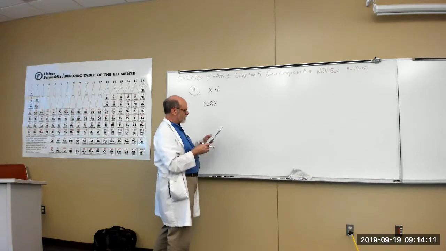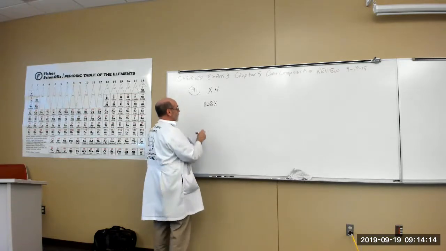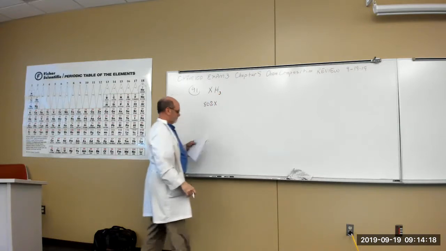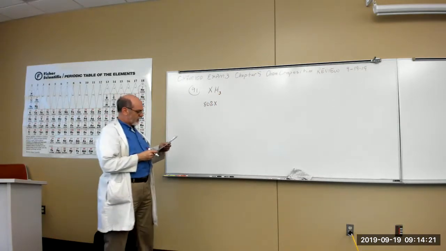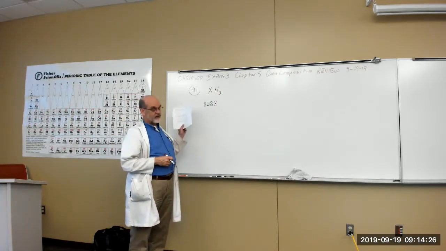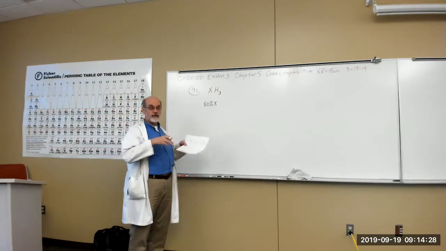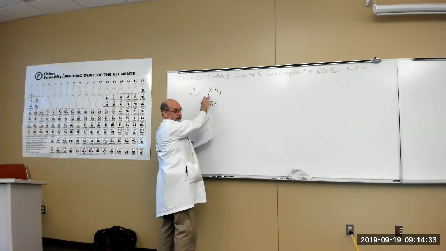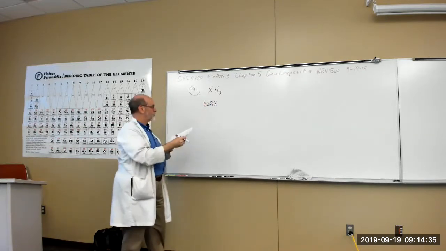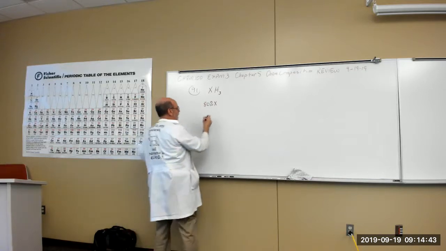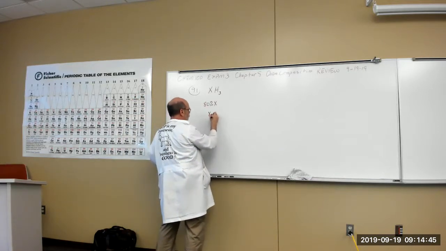3 times as many hydrogen atoms as X atoms. So it has 3 times as many. That would be a valid empirical formula. We can't say that that's a molecular formula because all it said was 3 times as many. So it could be 6 to 2 or 9 to 3. But we should be able to answer the question anyway. What is element X? X equals what?